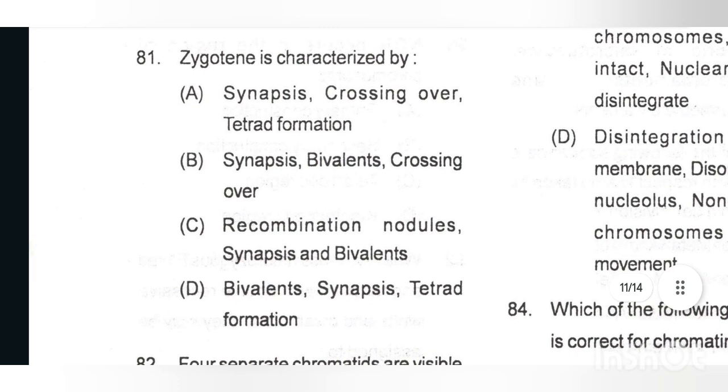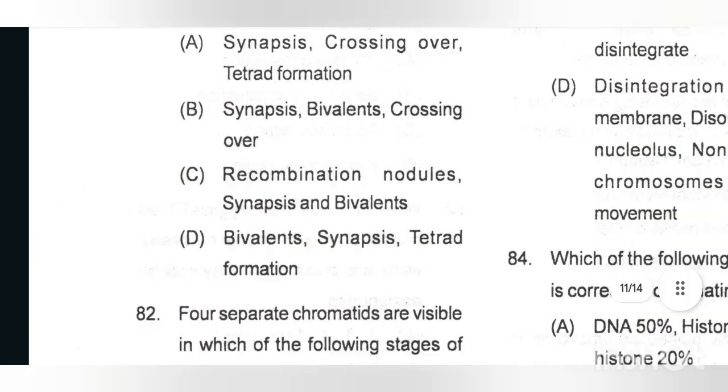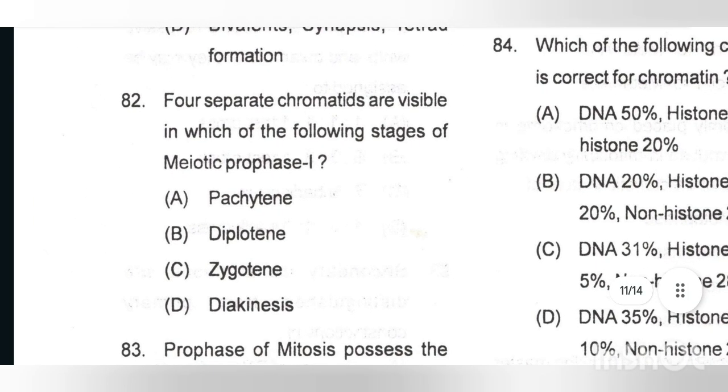Zygotene is characterized by recombination nodule, synapsis, bivalent. So all these things occur in your zygotene, but in pachytene crossing over occurs. Then question number 82, four separate chromatids are visible in which stage of the meiotic prophase 1? So it is the pachytene. In pachytene stage, you can see the tetrad stage.